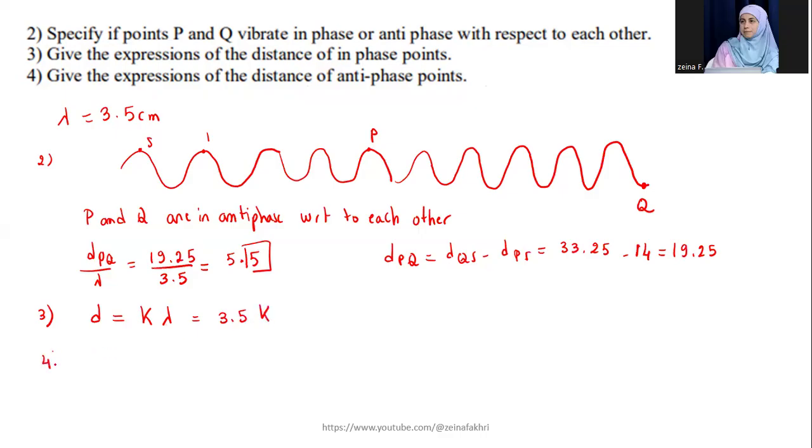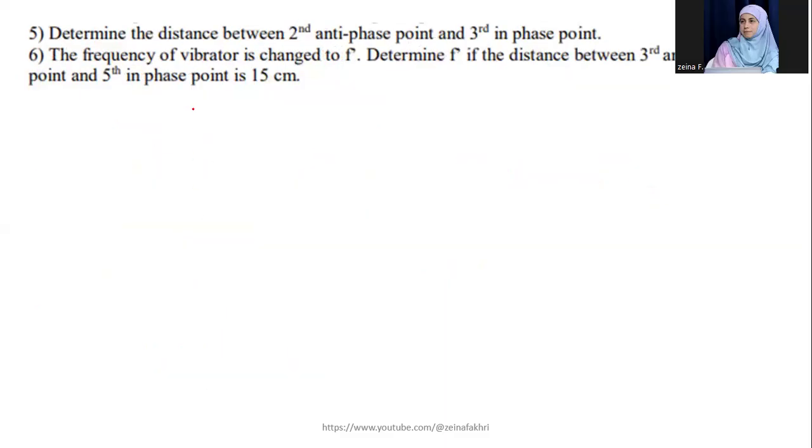Now, in part 4, give the expression of the distance of antiphase points. So in antiphase, it will be equal to (2k plus 1) lambda over 2. So if I put in lambda, I get 0.5, which is over 2, so 1.75. I get 1.75 multiplied by (2k plus 1). Now, let's continue. Determine the distance between the second antiphase point and the third point in phase.